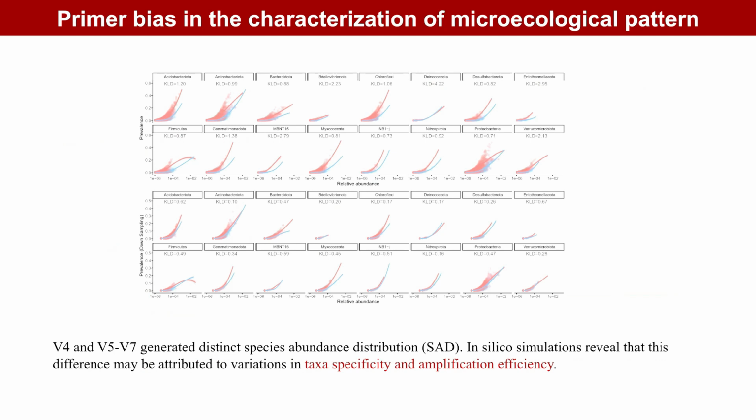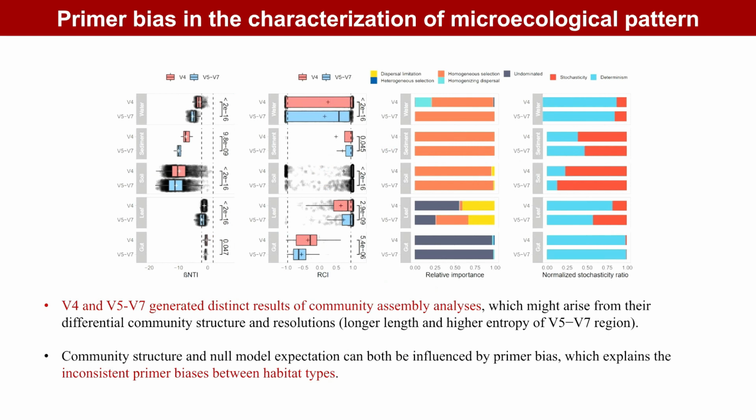In microecological patterns, different primer datasets generated distinct species abundance distribution. In silico simulations reveal that this difference may be attributed to variations in taxa specificity and amplification efficiency. We also found distinct results of community assembly analyses, which might arise from their differential community structure and resolutions, such as longer length and higher entropy of V5, V7 region.